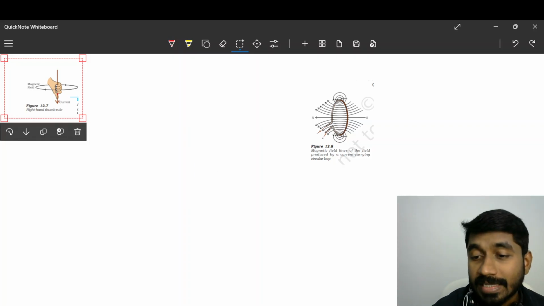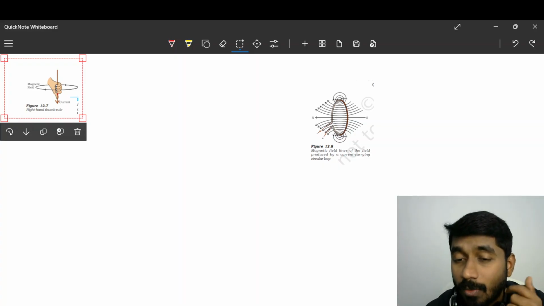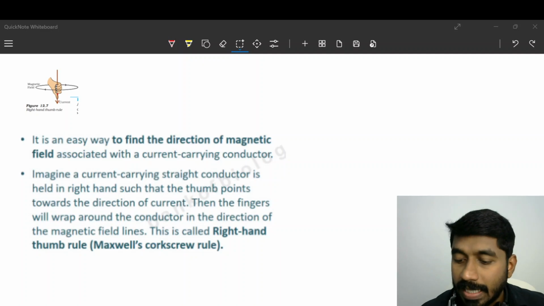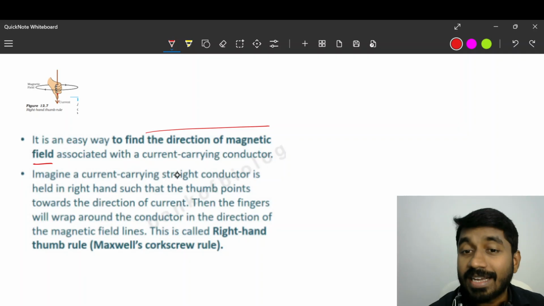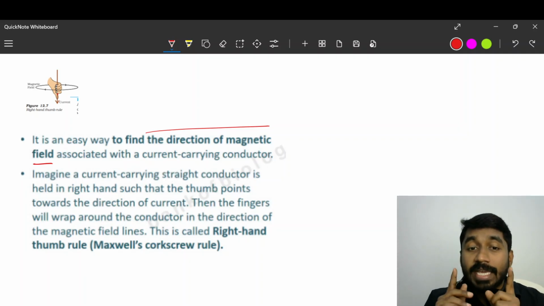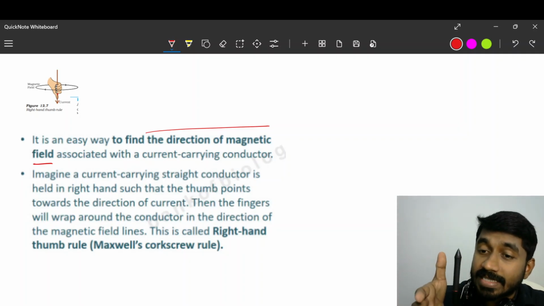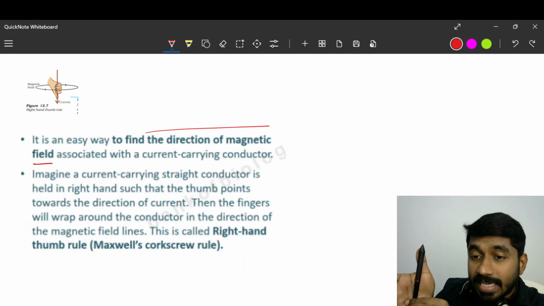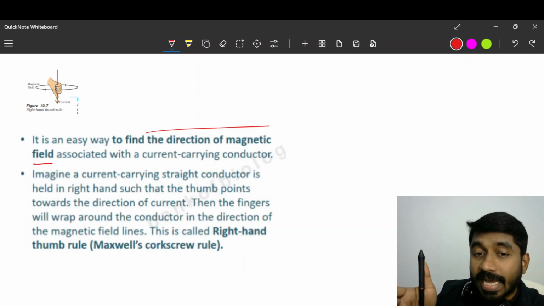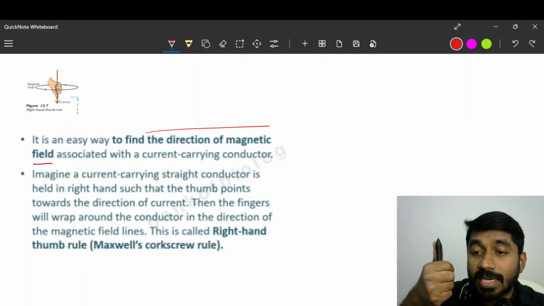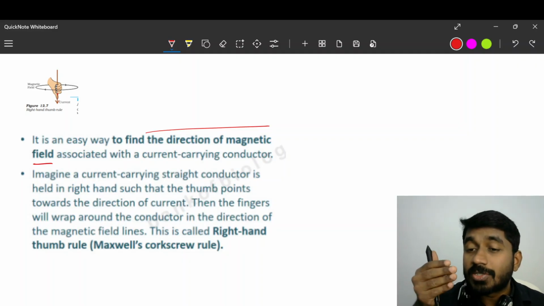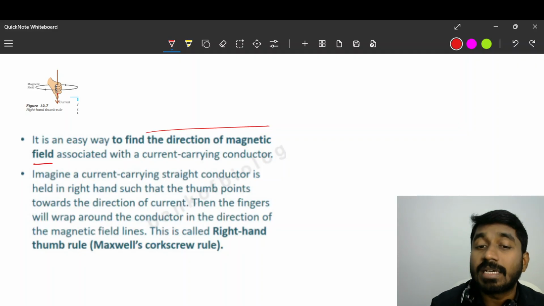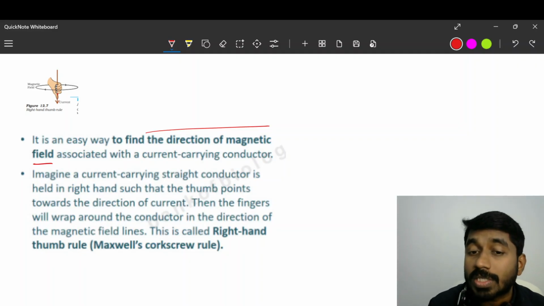So how can we state the right hand thumb rule? See, this is the explanation. It is the easiest way to find the direction of magnetic field associated with a current carrying conductor. Imagine a current carrying straight conductor is held in the right hand such that the thumb points towards the direction of current, then the fingers will wrap around the conductor in the direction of magnetic field lines. So this is called the right hand thumb rule, or else Maxwell's corkscrew rule.